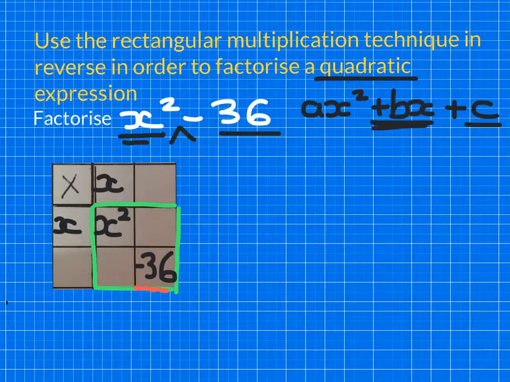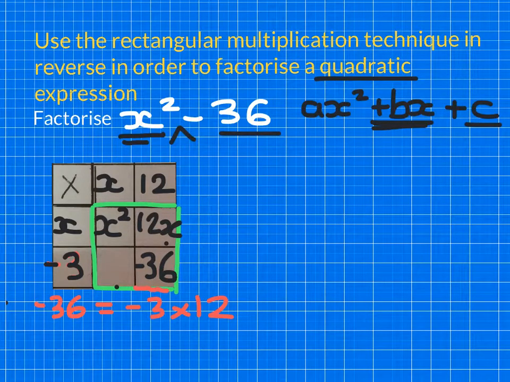For example, to make negative 36, we could use a negative 3 times a positive 12. Notice to make a negative number, we need a negative and a positive. Let's put that into our rectangle and see if that works. We're going to have a negative 3 and a positive 12. Filling in the rectangles, 12 times x is 12x, and negative 3 times x is negative 3x.